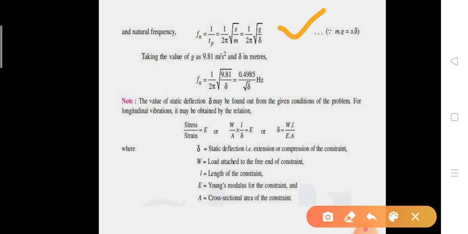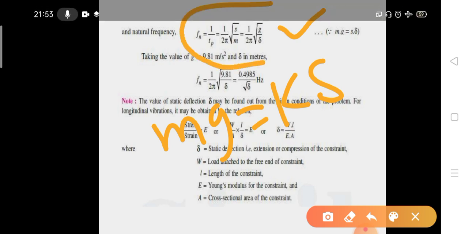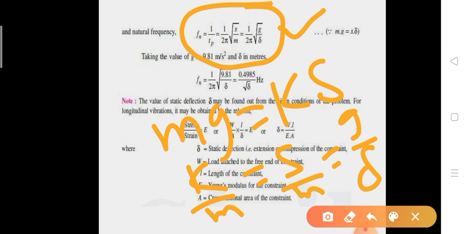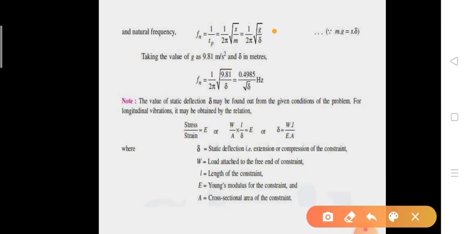Okay, and we already have one equation, that is mg is equal to k delta. So in this equation you just put the value of k by m or s by m. From this equation you will get k by m or s by m is equal to g by delta. So again you will get another formula of frequency, that is frequency is equal to 1 upon 2 pi under root g by delta.